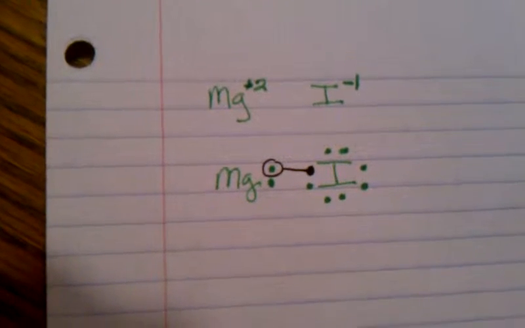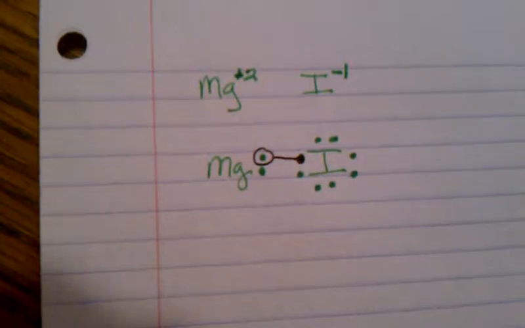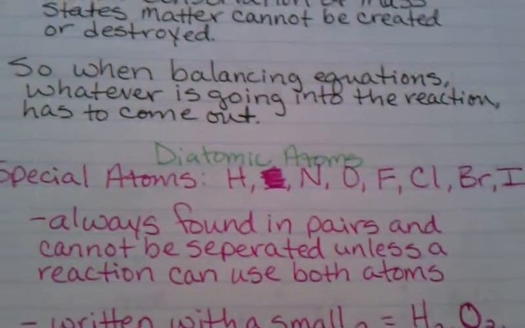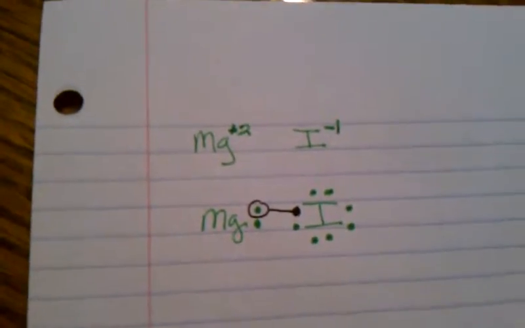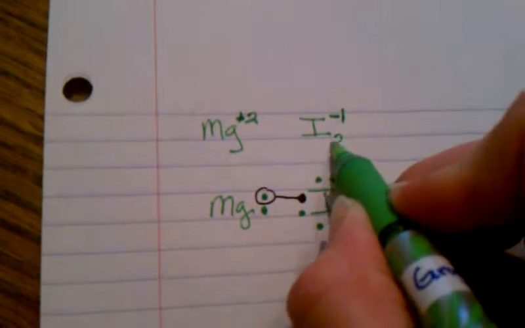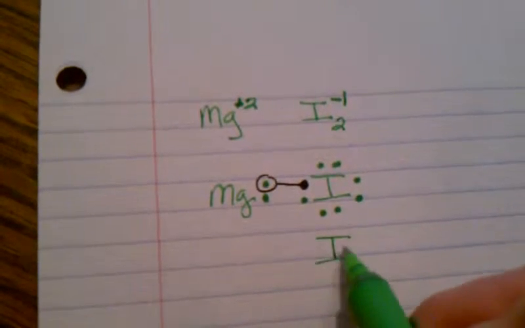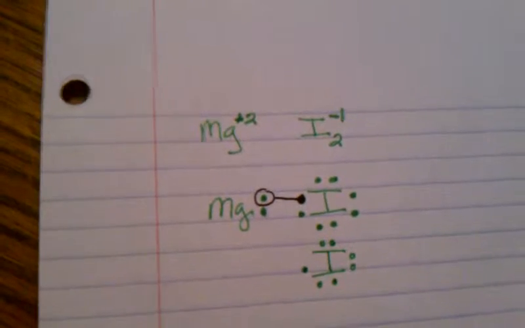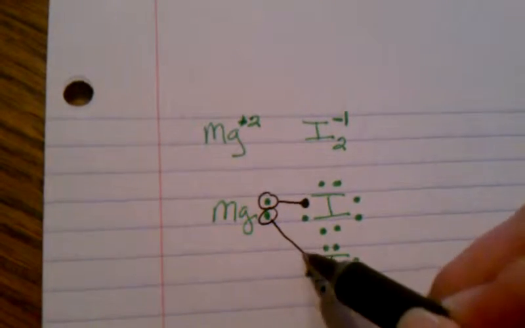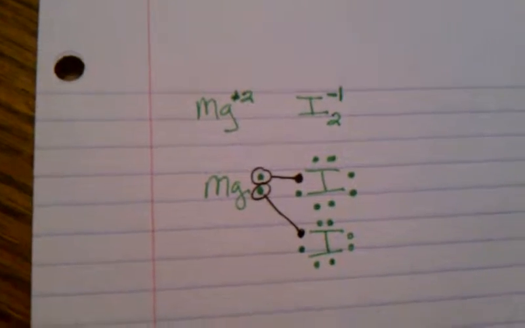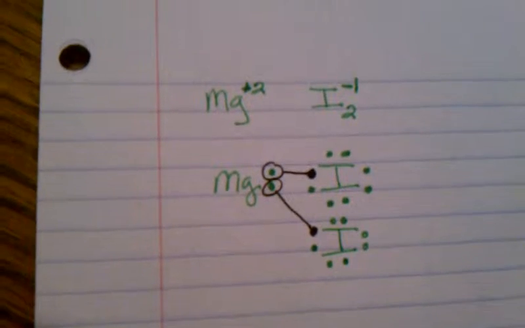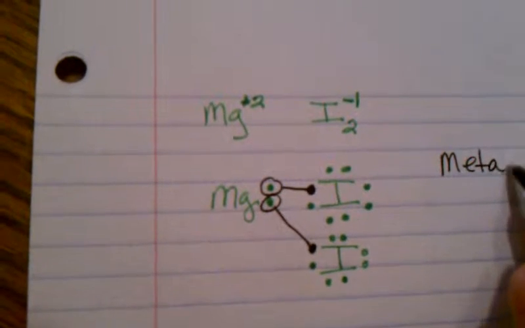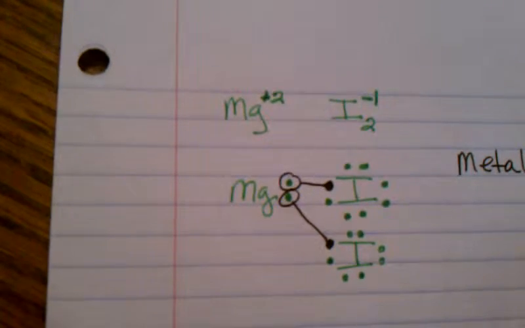Now, iodine was one of our special elements that was diatomic, meaning that it always comes in pairs. So in actuality, I'm always going to have 2 iodine. So I have another iodine right here that also has 7 valence electrons, so that this other electron over here with magnesium can come right here. Now, when you have a compound like this, you always write the metal first and you write the non-metal second.